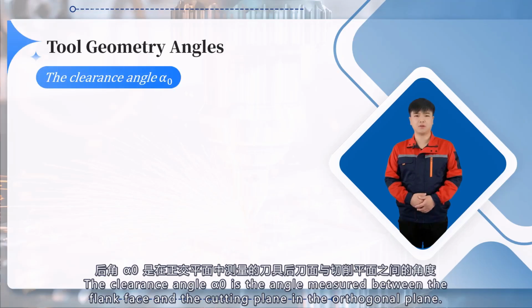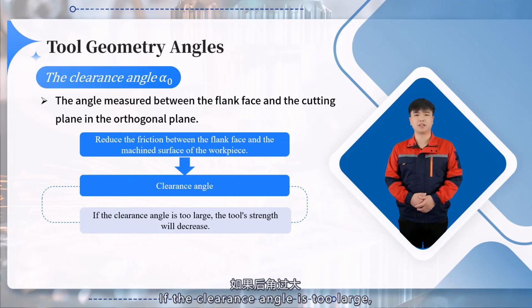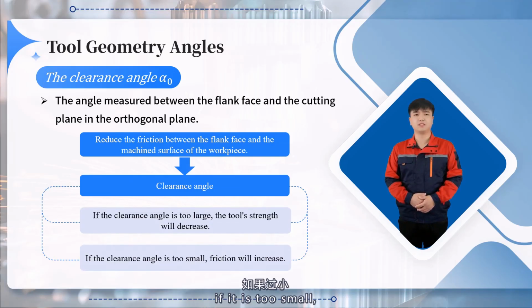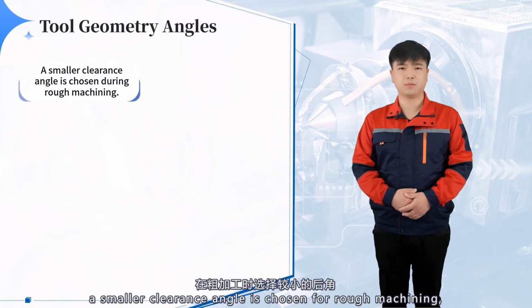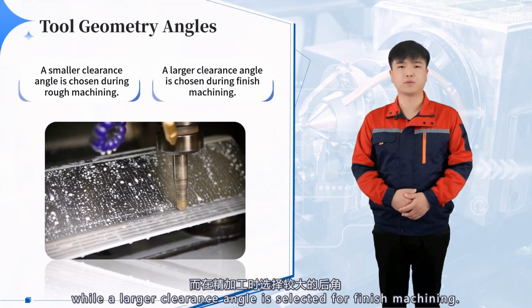The clearance angle α0 is the angle measured between the flank face and the cutting plane in the orthogonal plane. The purpose of the clearance angle is to reduce friction between the flank face and the machined surface of the workpiece. If the clearance angle is too large, the strength of the tool will decrease. If it is too small, friction will increase. Typically, a smaller clearance angle is chosen for rough machining, while a larger clearance angle is selected for finish machining.